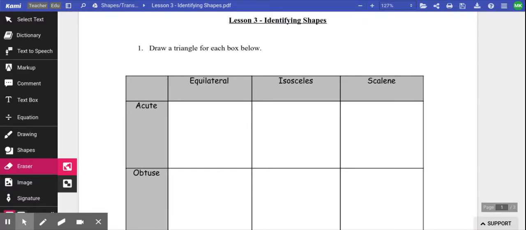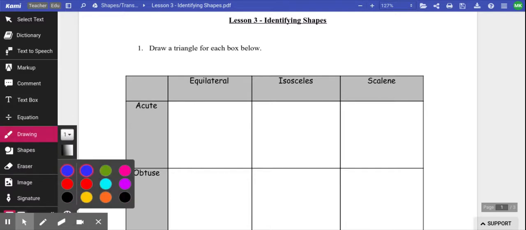Hello, this lesson today is going to be about identifying shapes and just naming them properly. We're going to start off with triangles. There's different ways to name triangles. The first way we're going to look at is by looking at their side lengths, and the second way is going to be by looking at their angles.